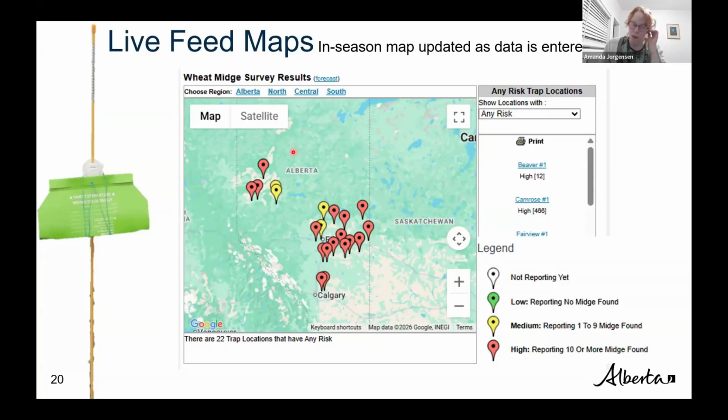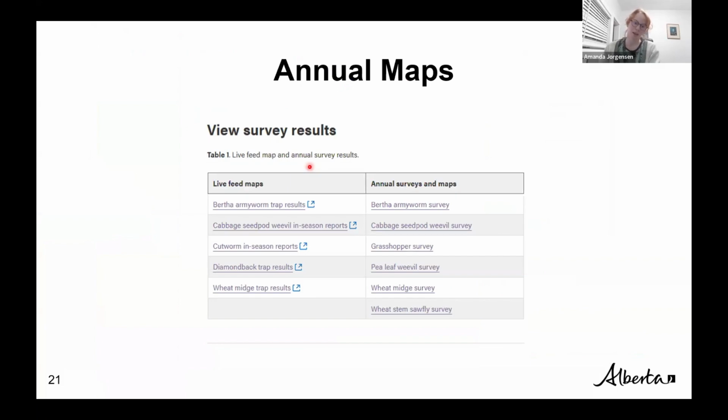I will say that some of those counts do still tend to come in after anthesis. So you do want to keep track of the staging in your own field, but it's a good indication of whether we're starting to see wheat midge flying and helps give you an idea of whether you should be out doing that scouting yet or not.